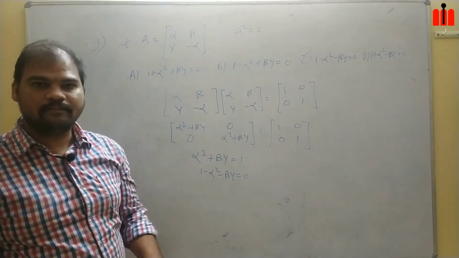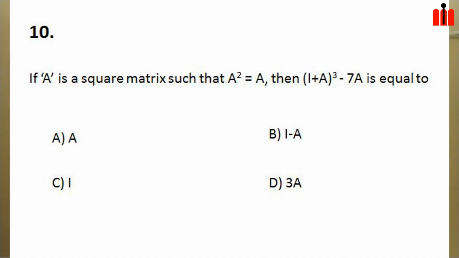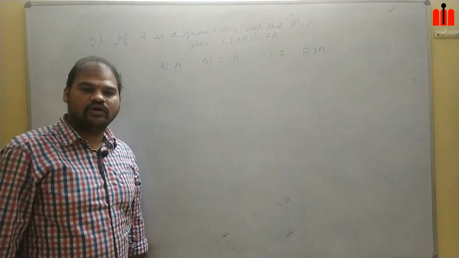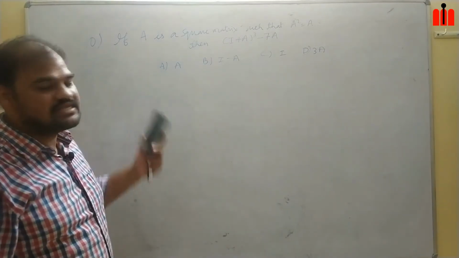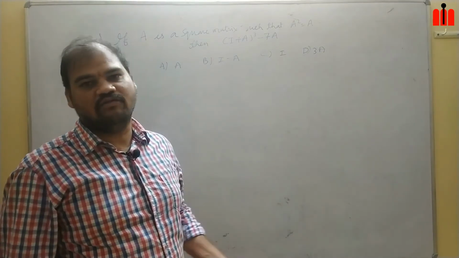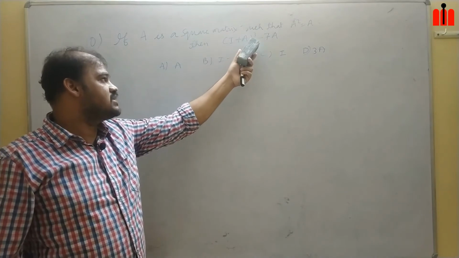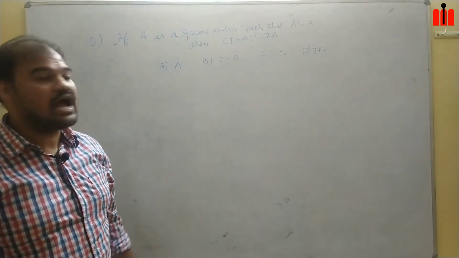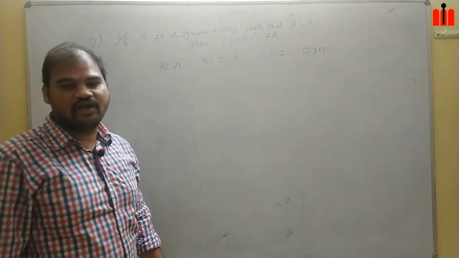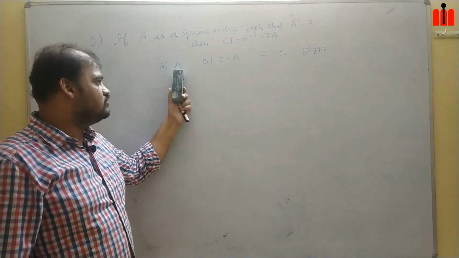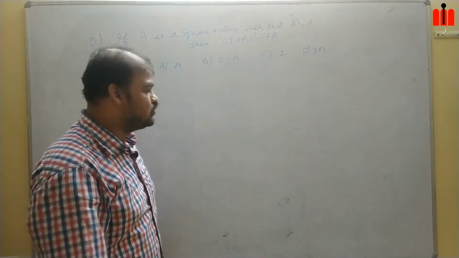Let's move on to problem number 10. Problem number 10 says if A is a square matrix such that A square equal to A, then I plus A whole cube minus 7A, where I is an identity matrix. What is the value of that? The first option is A, I minus A, or 3A. So we have to show that.